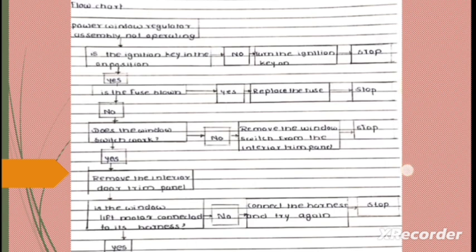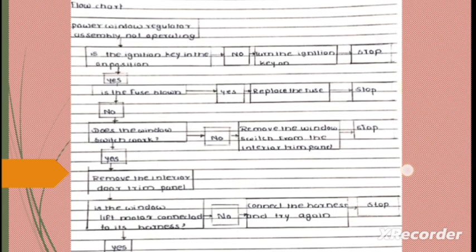Flowchart of power window. Power window regulator assembly not operating. Is the ignition key in the on position? There are two possibilities, no or yes. If it is no, turn the ignition key on, or stop. If it is yes, is the fuse blown, yes or no? If it is yes, replace the fuse or stop. If it is no, does the window switch work?